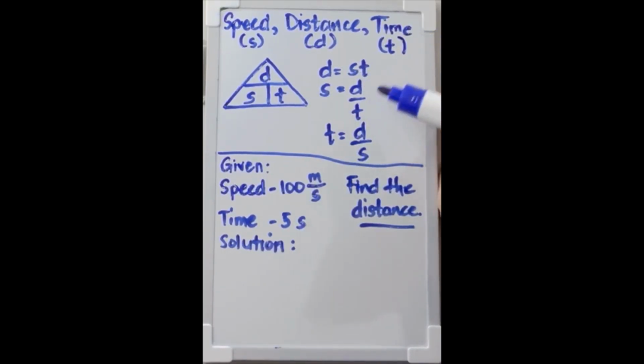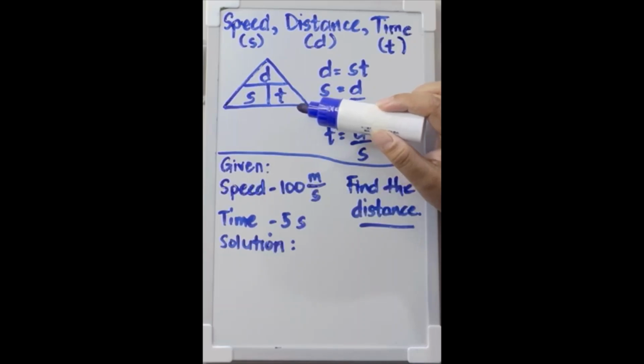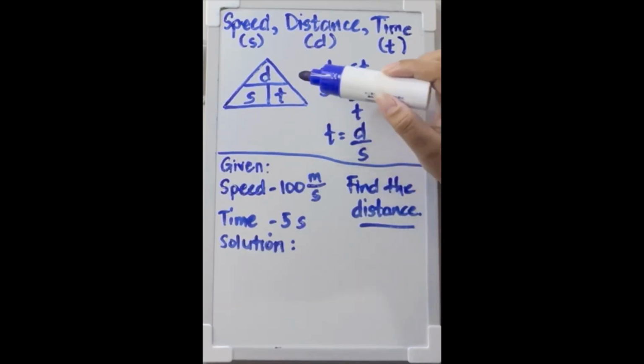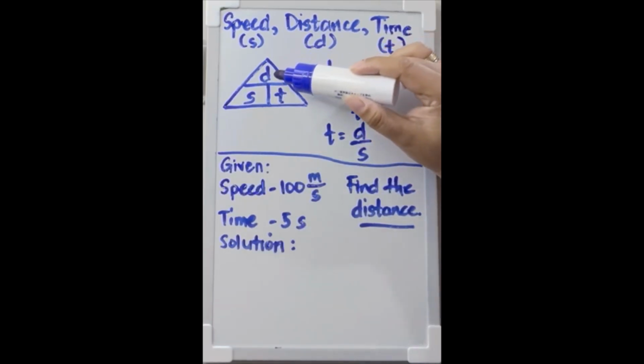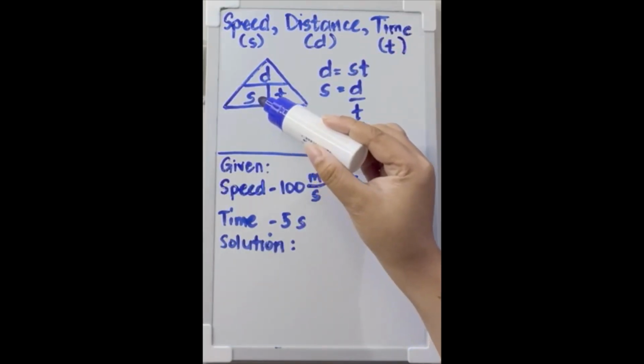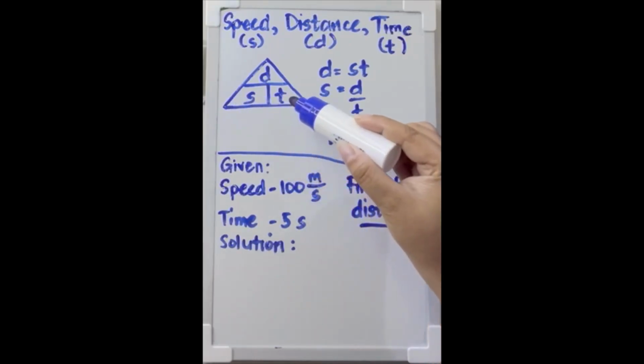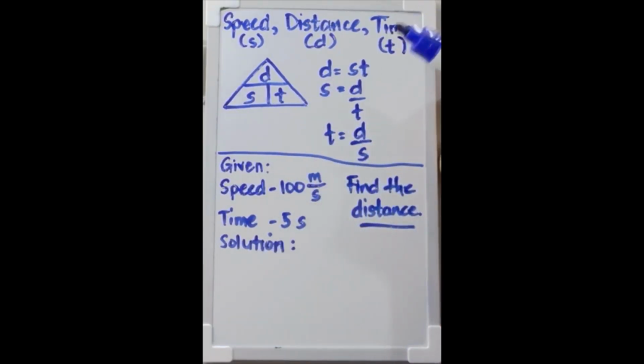Now, if we are to write the different equations for each of these quantities, a big help for us would be using this triangle method. So inside this triangle, we can see the d on top. This is the distance on top of the triangle, while the speed is written on the left side and t is written on the right side.